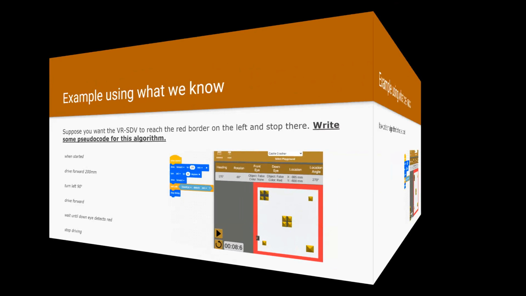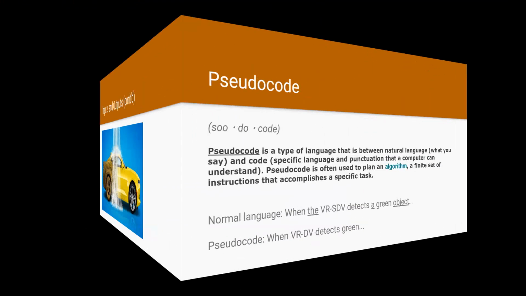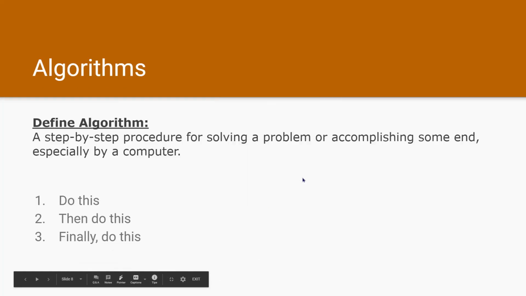So we pretty much just left off the "when started." So the pseudocode, like we said on the other slide, helps you plan the algorithm.